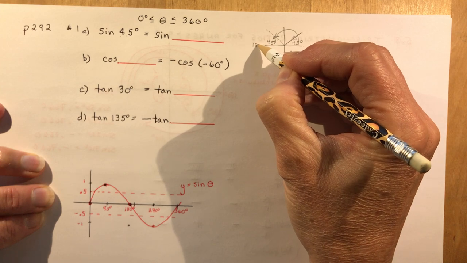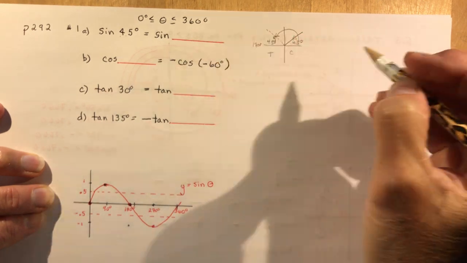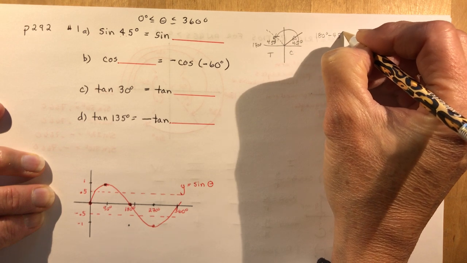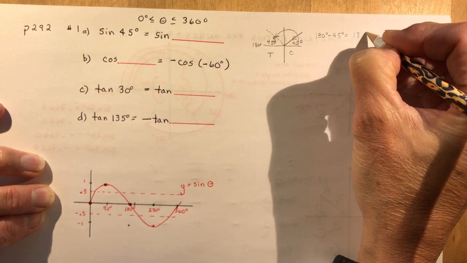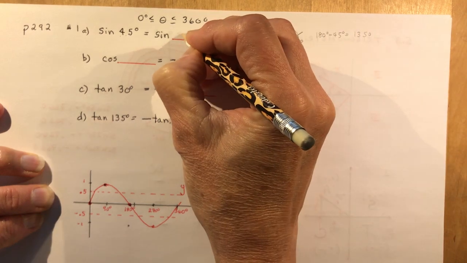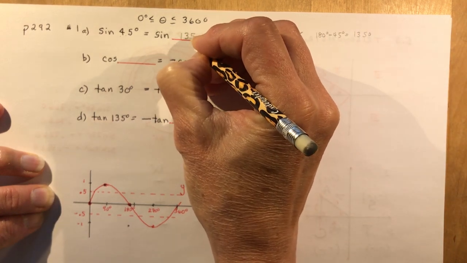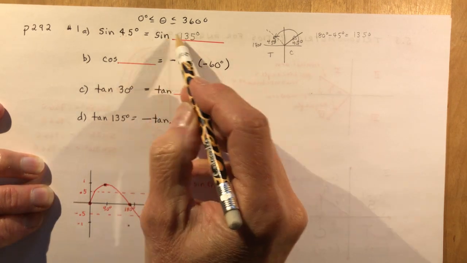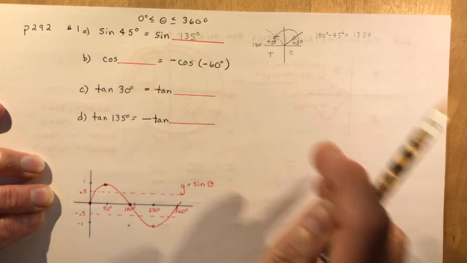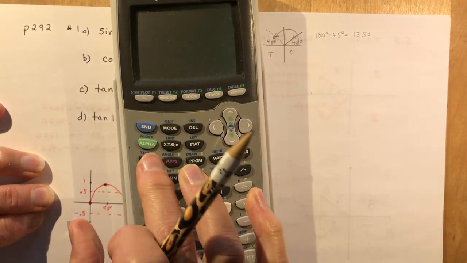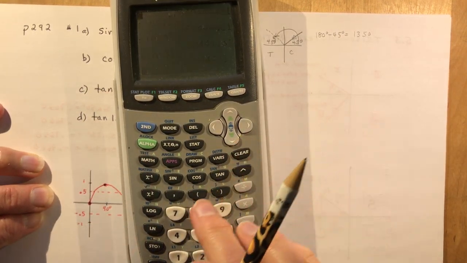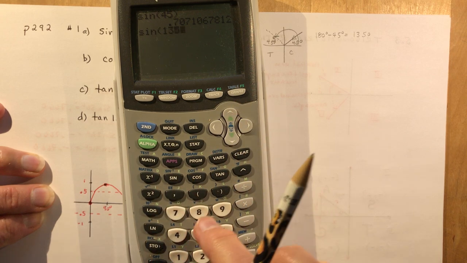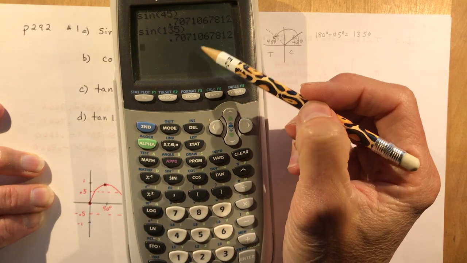If this is 180 degrees, then this value would have to be 180 minus 45 degrees, which is 135 degrees. So the sine of 45 is the same as the sine of 135. So there will be two places where the sine has the same value. And you can double check these things on your calculator very easily. If I ask for the sine of 45 or the sine of 135, you get exactly the same answer.